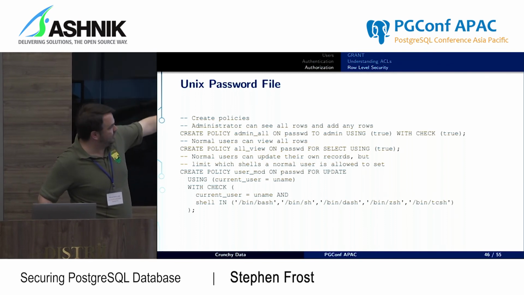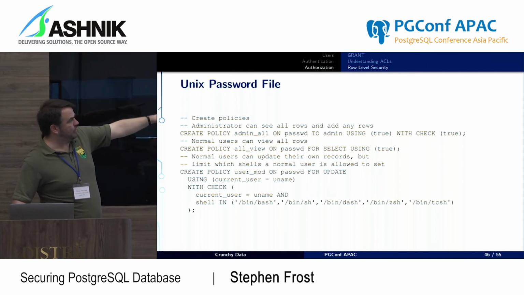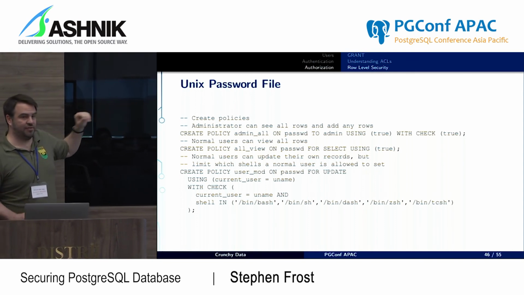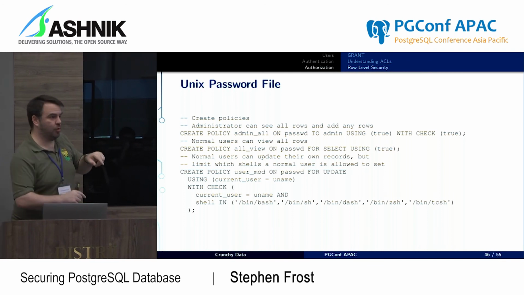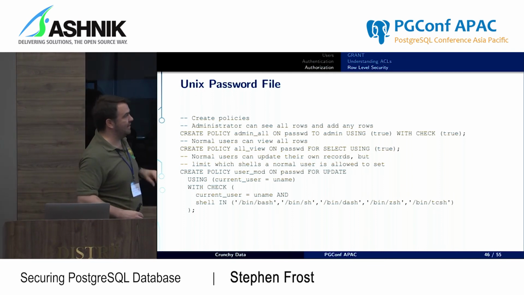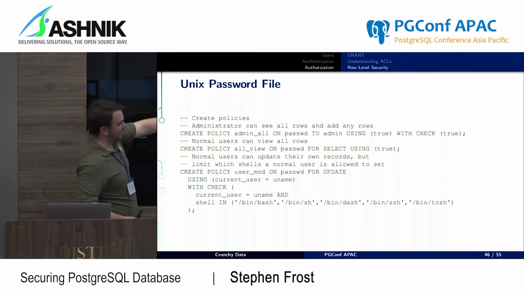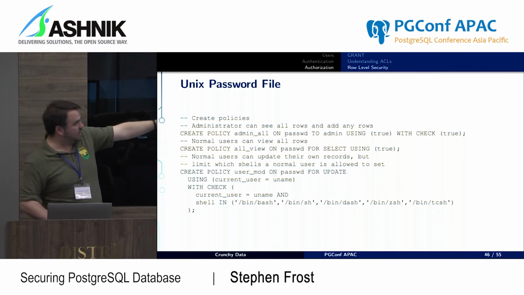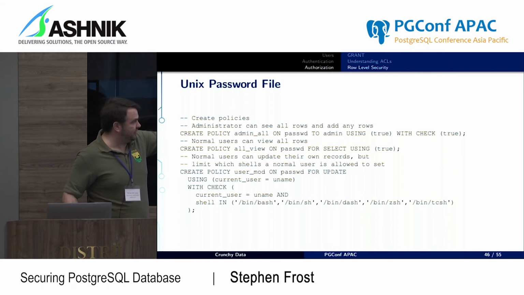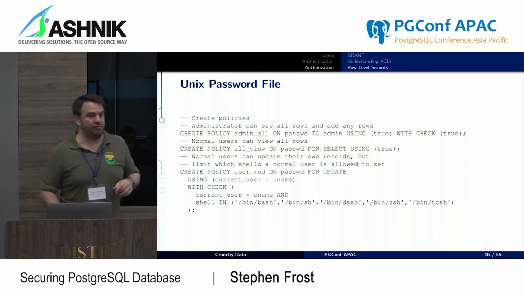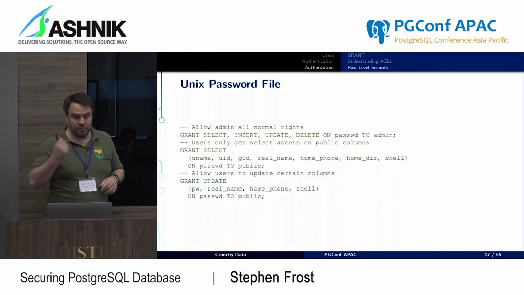So here you can see I have a using clause where current user equals uname, right? That means that when a user goes to do an update, they're only going to be able to update rows that match their username. And then I'm going to say with check where, okay, current user and uname have to be equivalent still. They can't have changed that. And the shell must be in this list of shells, right?